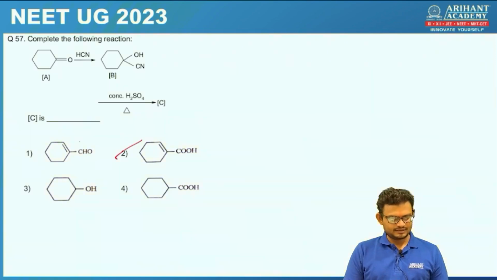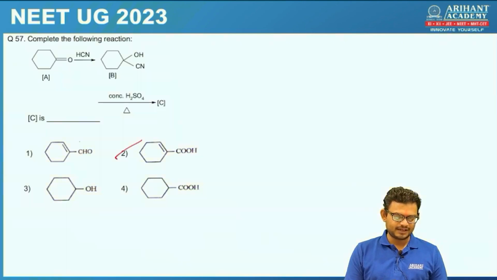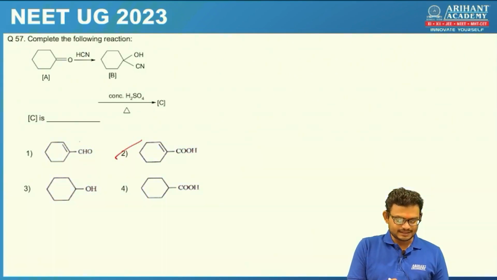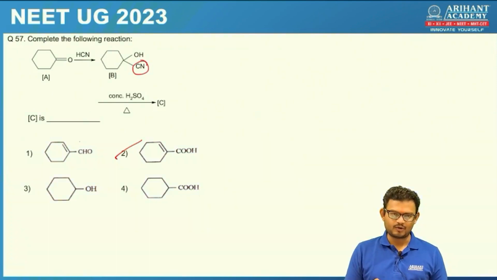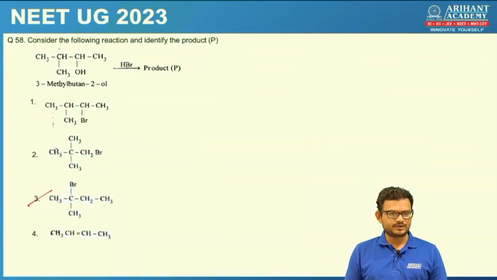They have given us to complete the following reaction. We have a ketone reacting with HCl, which gives us a cyanohydrin type of a molecule, and then it is made to react with concentrated sulfuric acid and heat, which gives us C, and they are asking us what is C. Now the cyanohydrin on reaction with concentrated sulfuric acid and heat, 2 things are going to happen. One is this cyanide moiety getting completely hydrolyzed to carboxylic acid group, and this OH group definitely will undergo dehydration to give us a double bond. So correct option would be option 2. Let's get to the next question.